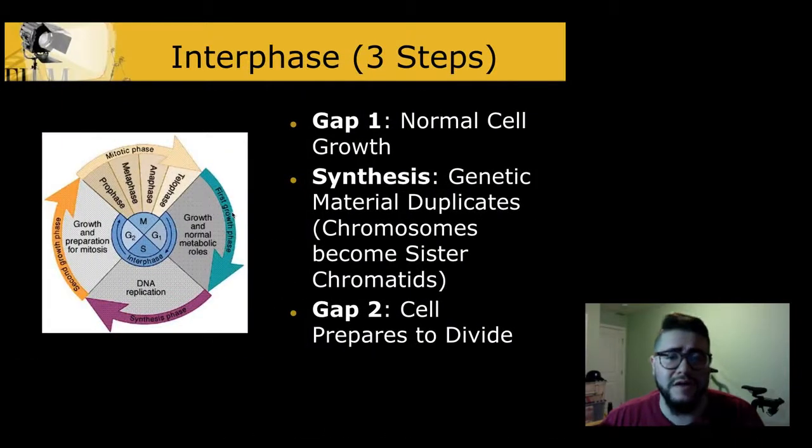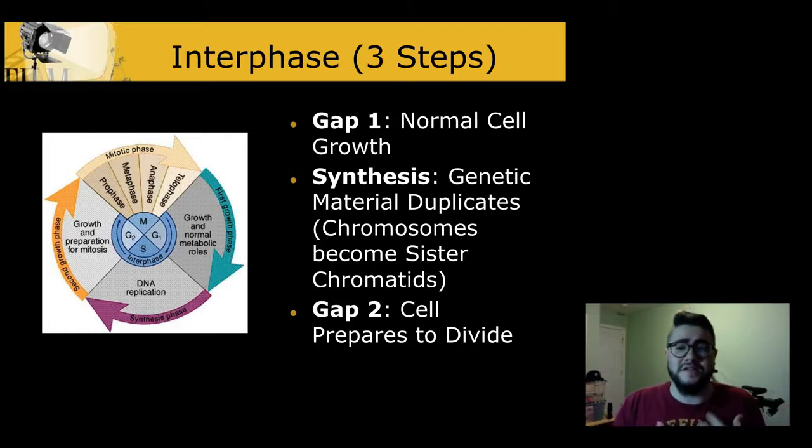So let's look at each phase specifically, right? G1 is also called Gap 1. That's just when the cell performs its normal functions. That's when it grows, it does cell things. If we're talking about a skin cell, it does what skin cells do. If we're talking about a lung cell, it does what lung cells do.